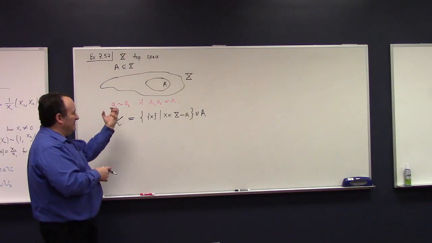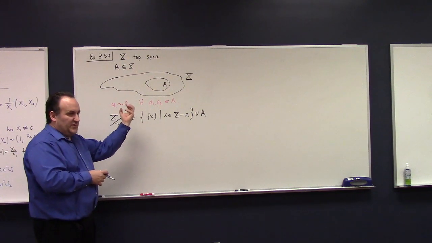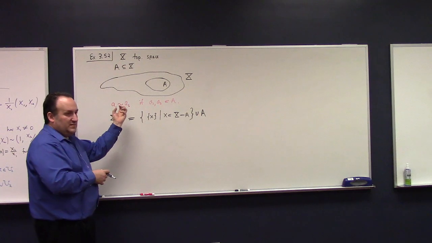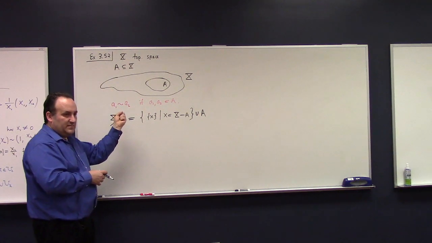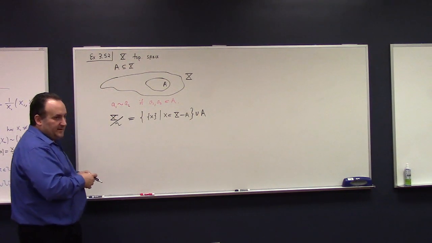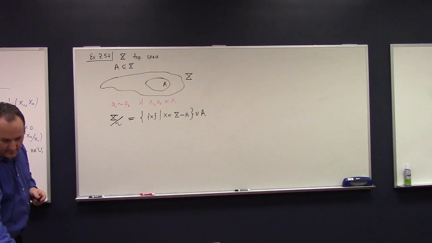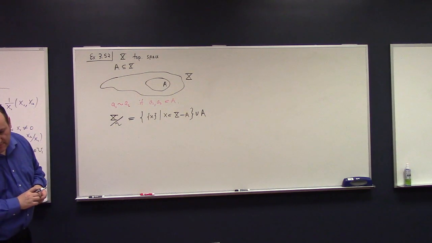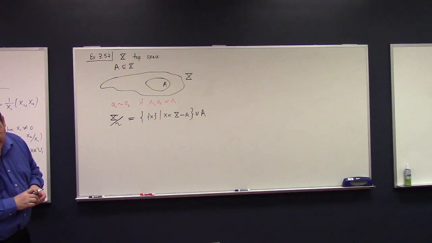It's smooshing all of A down to a single point. That's what you said. Right, yeah. He says such a space is obtained by collapsing A to a point.